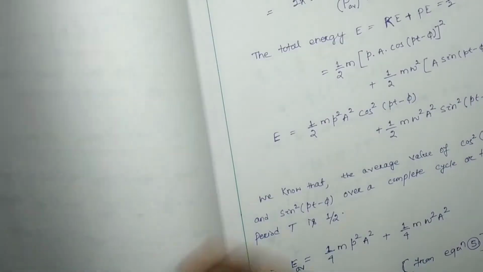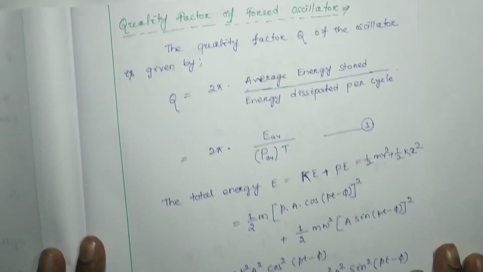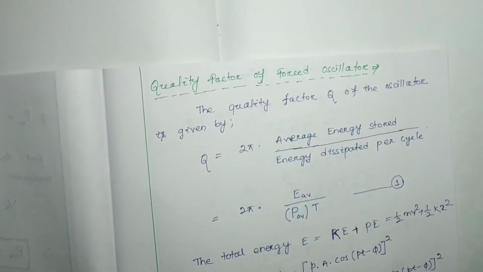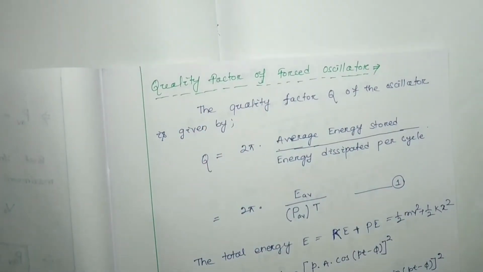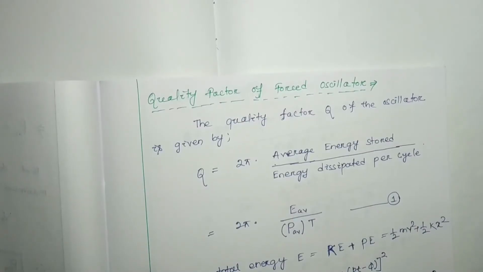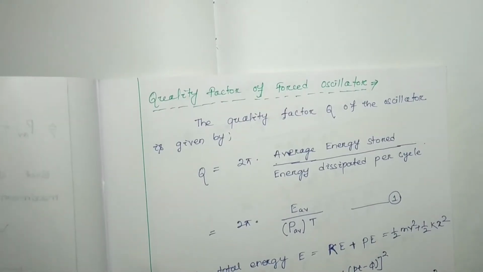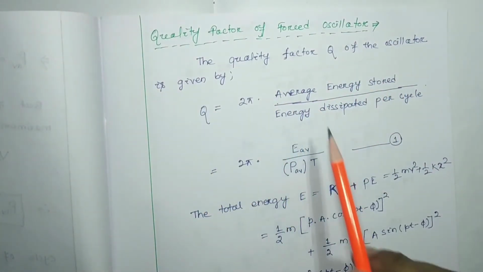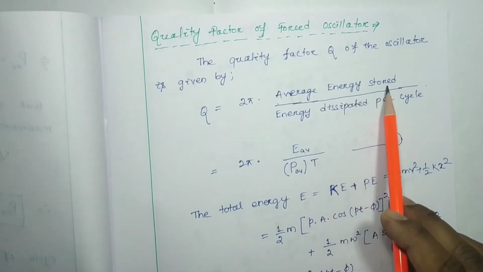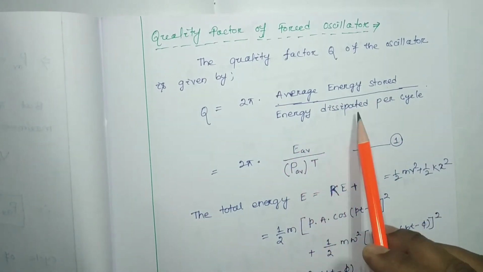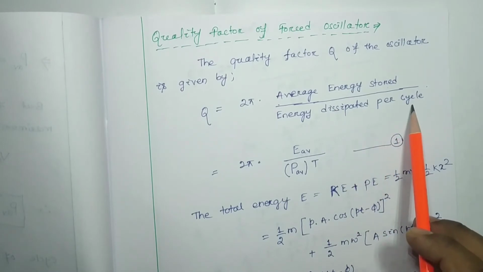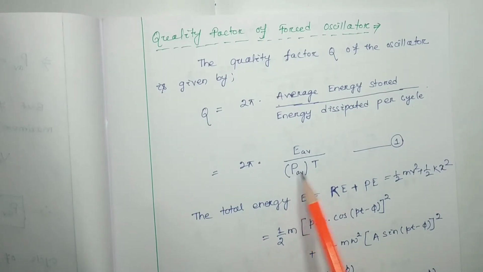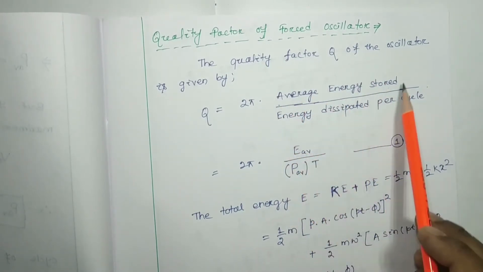Now we go to the next section, the quality factor of a forced oscillator. As per the definition, the quality factor Q of an oscillator is given by 2 pi times the average energy stored divided by the energy dissipated per cycle. This is the average energy dissipated, and per cycle means multiplied by T, and the average energy stored.